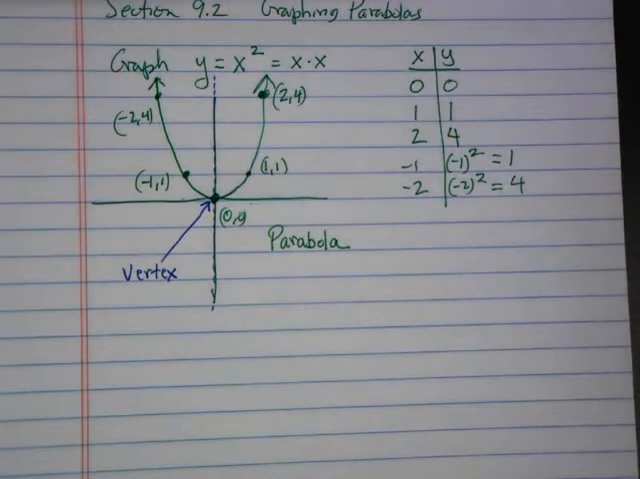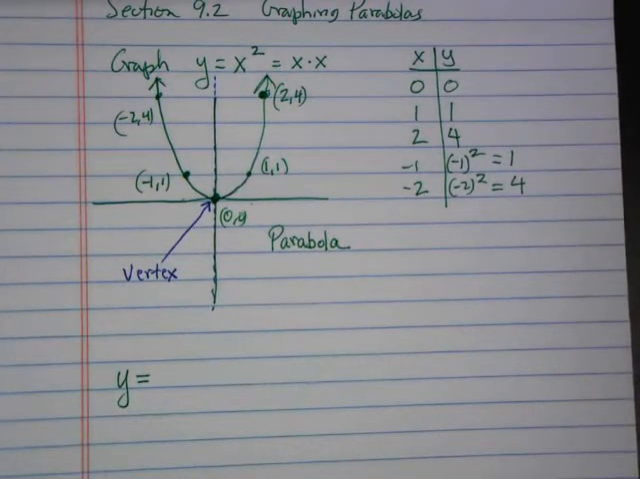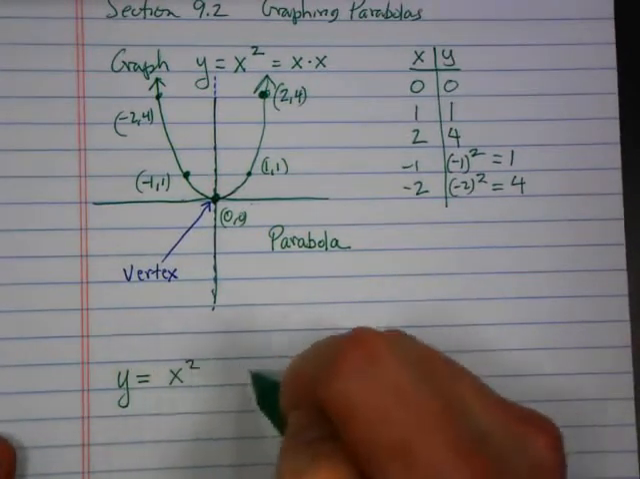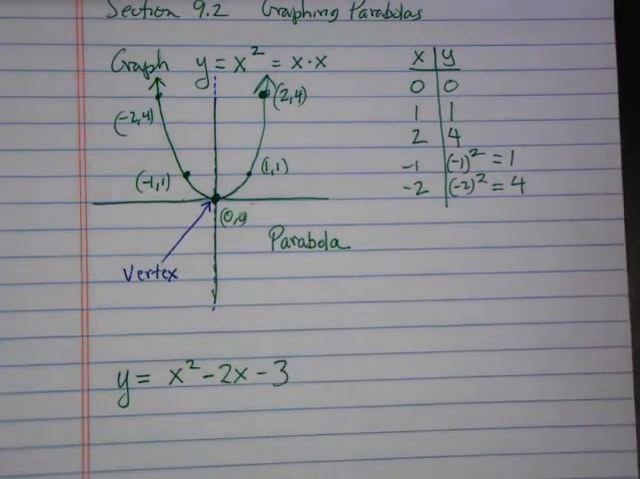All right, let's try another one. One a little bit more complicated. y equals x squared minus 2x minus 3.